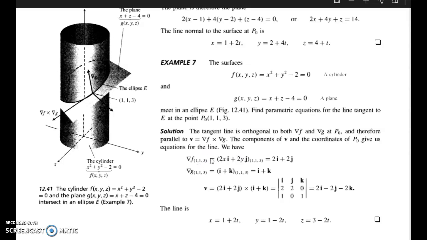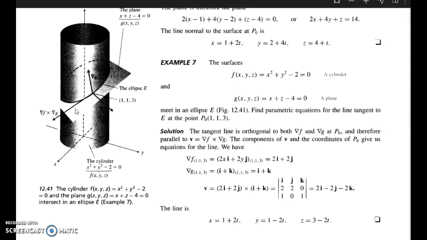For the equation of the tangent line, first we have to find del f and del g. Del g is a normal vector corresponding to this plane, and del f is a normal vector corresponding to this surface.